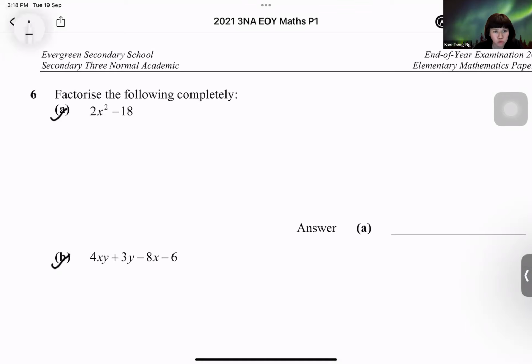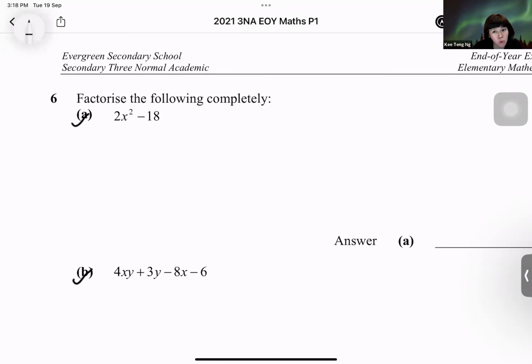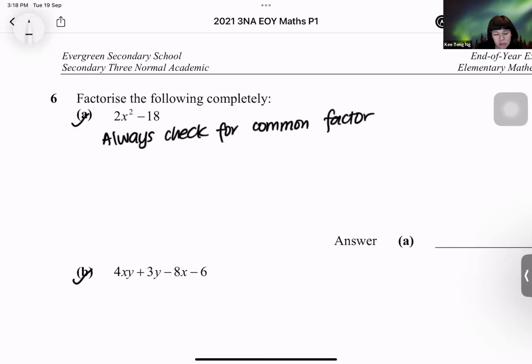This one must go through basic, although some of you might already know, but it's very, very basic and you must know and be able to score. So we are going to factorize, F for factorization. First thing, always check for common factors. What is the common factor in this case? 2 and 18, factorize out 2. You're left with x squared minus 18 divided by 2 is 9.